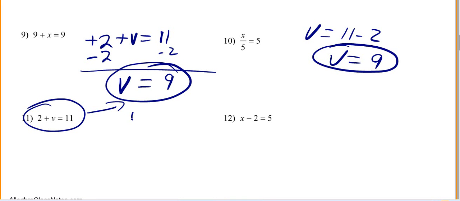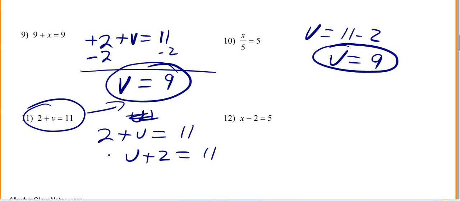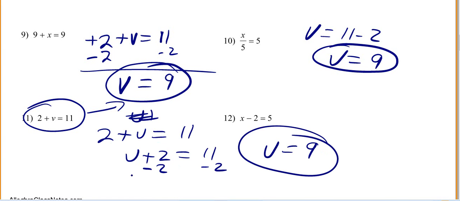Some people like to rewrite this so it's v plus 2 is equal to 11. You can reorganize it. Just keep your sign straight. Subtract 2 from both sides, and once again, we've got v is equal to 9.